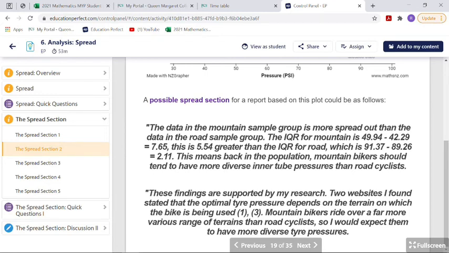Two websites I found stated the optimal tire pressure depends on the terrain in which the bike is being used. There are the little citations. Mountain bikers ride over a far more various range of terrains than road cyclists, so I would expect them to have more diverse tire pressure. Okay? Very straightforward.